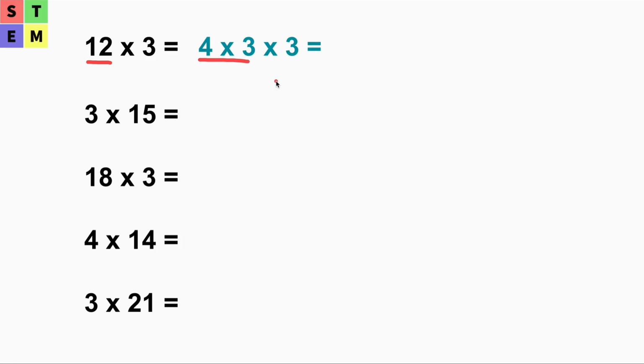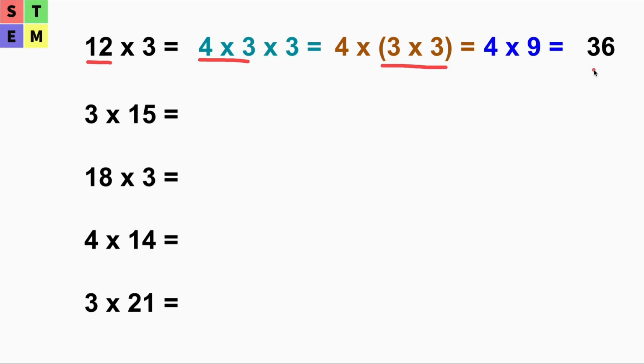So let's see what we can do. We can first do the 3 times 3, okay? And then we know that that's 9, right? So then we can use 4 times 9, which is definitely much easier than calculating 12 times 3, because we are dealing with single-digit multiplications in this case, right? So we have 4 times 9, and 4 times 9 is 36, right?